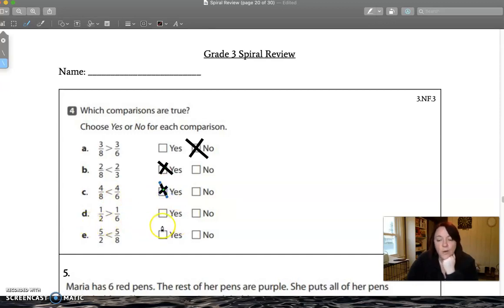Now, D, 1/2 is greater than 1/6. Well, if we have 6 parts and only 1 of them is filled in, we have 5 more parts that have to be filled in to get that whole. Or we have 1/2 and we only have 1 more part to fill. So that means 1/2 is going to be bigger because there's only 1 more part to fill.